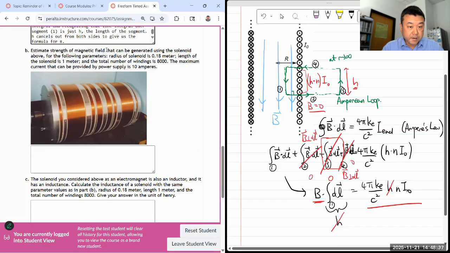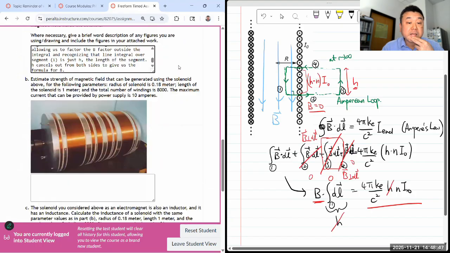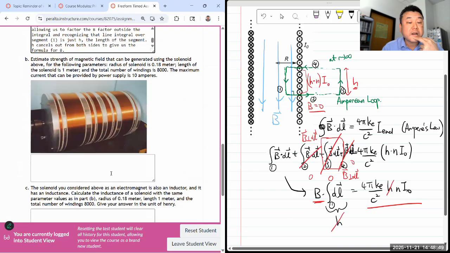Estimate the strength of magnetic field that can be generated using the solenoid above for the following parameters. Do I give you the constants? I don't. But I think at this point I have memorized a lot of it. So B is equal to 4 pi k over c squared. Do I want to do it in Wolfram Alpha? Let me do it just here by hand. So n times I naught. I'm going to plug in all the numbers.